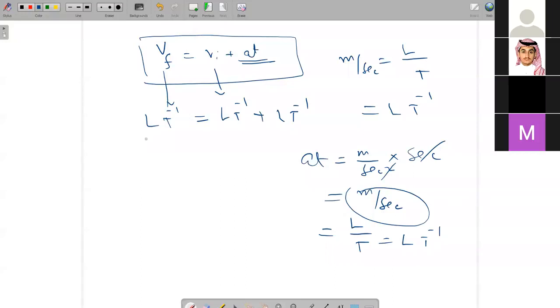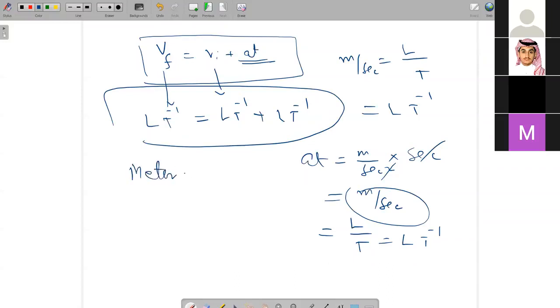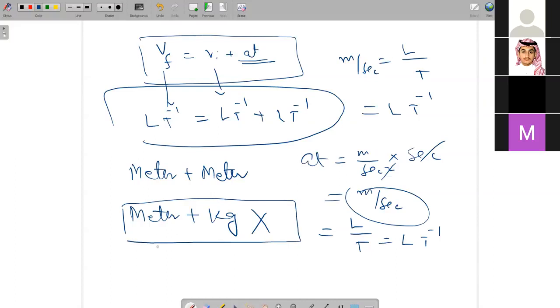So these are the things which you have to control. Last time I explained that meter can be added to meter, this is okay. But if you write meter plus kilogram, this is wrong. If this unit is meter per second, the other must also be meter per second. Otherwise, this equation is totally wrong. So here you have to control all these things.